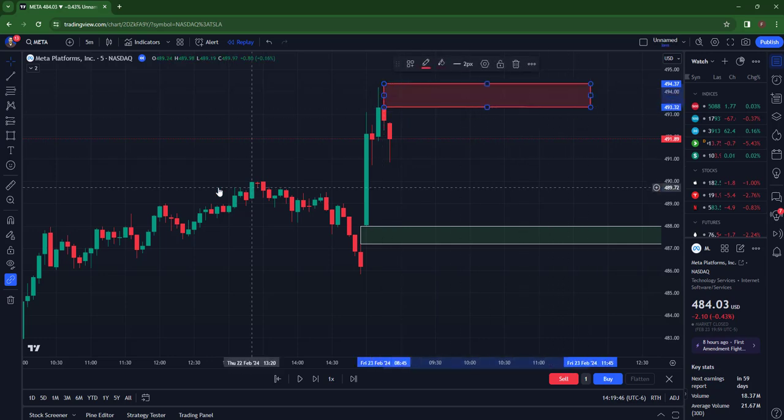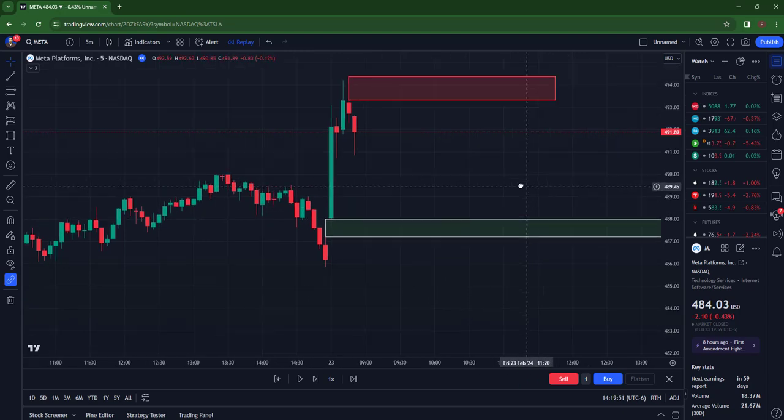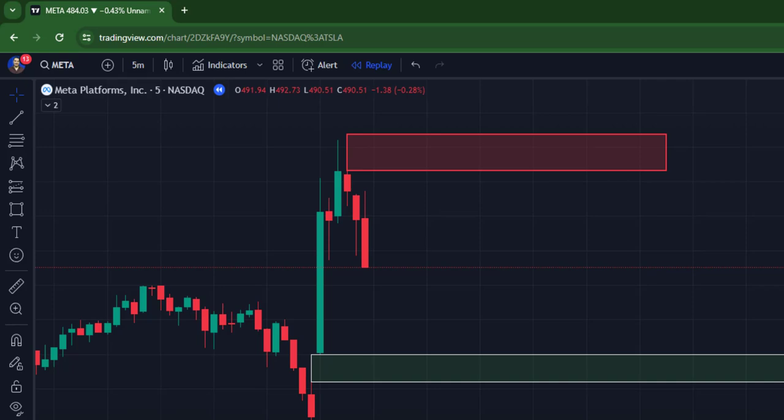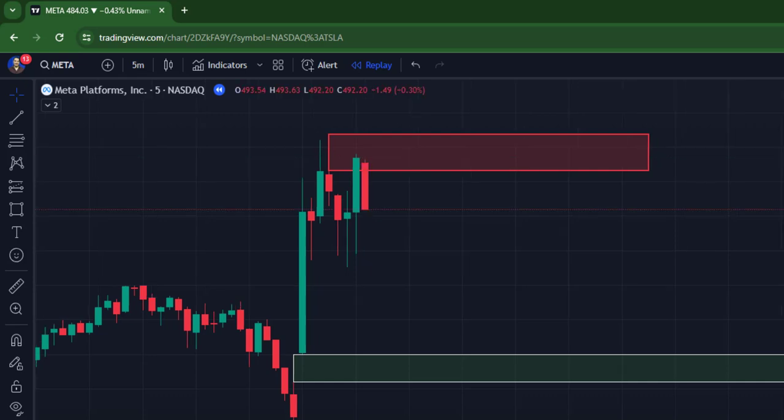This red box at the top will represent the area of resistance for Meta. To draw this box you select the bottom and the top end of the wick of the highest red candle. This red candle was the first candle before the price started dropping. Notice how for the next few minutes the price was still trying to break this area of resistance, but it kept getting rejected.